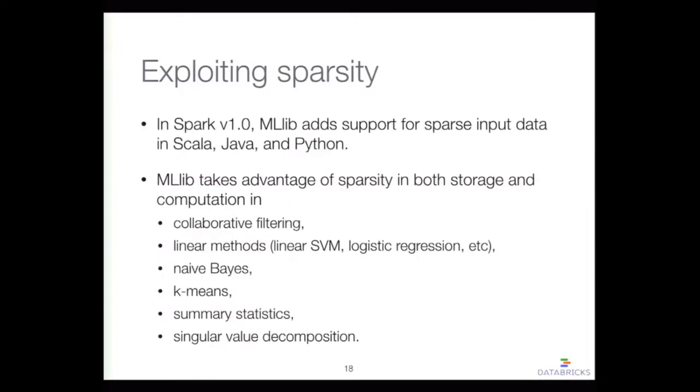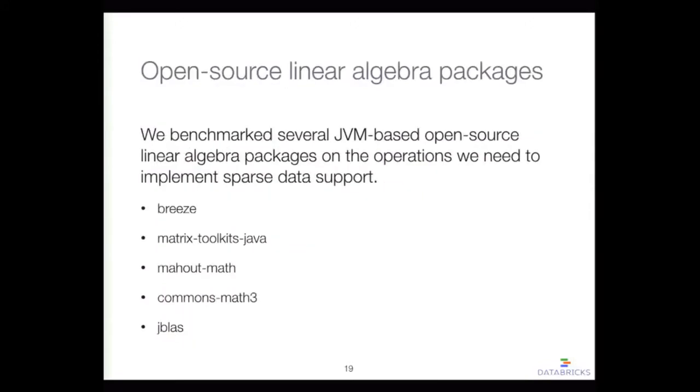In Spark 1.0, we added sparse data support in all the 3 APIs. Now we take advantage of sparsity in both storage and computation in all the linear methods, naive Bayes, k-means, summary statistics, and singular value decomposition. And before 1.0, we also supported collaborative filtering, where the input is already in a sparse format.